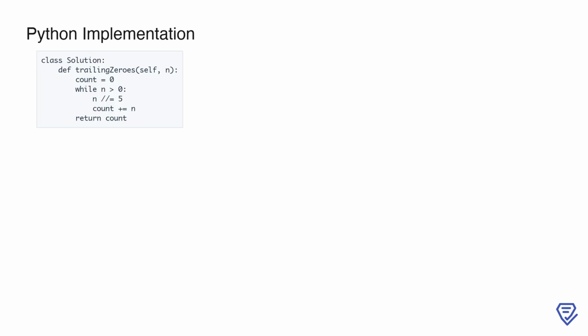This approach runs in O(log n) time, as the input n is divided by 5 in each iteration, making it highly efficient even for large inputs. The function then returns the final count of trailing zeros.